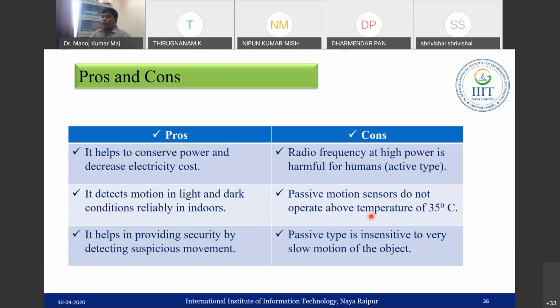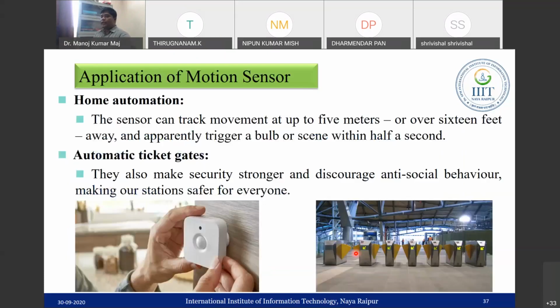And the passive motion sensor does not operate above a temperature of 35 degrees Celsius, because it can only sense thermal energy from the environment. So there is a temperature limitation. And the passive type is also insensitive to very slow motion of the object. So these are some of the drawbacks, and some of the pros. So we can see that everywhere we can have some drawbacks and some advantages.